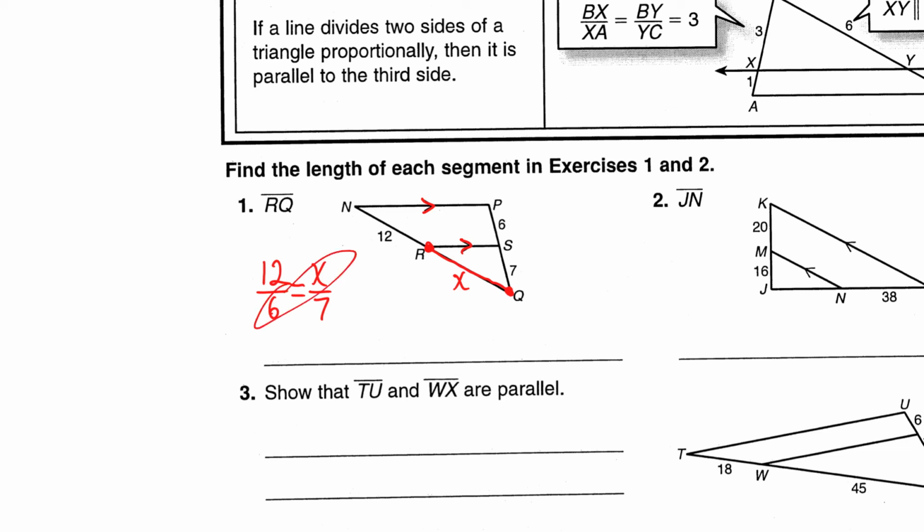So what's 6 times x? 6x. What is 12 times 7? 84. Is 84. And we divide both sides by 6. And what is 84 divided by 6? Is 14.